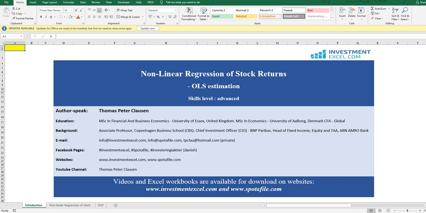I'm representing investmentexcel.com in today's session, where I will give you a brief introduction to linear regression's more flexible counterpart, the nonlinear regression. I will implement the model on a time series of stock returns as a simple function of time.